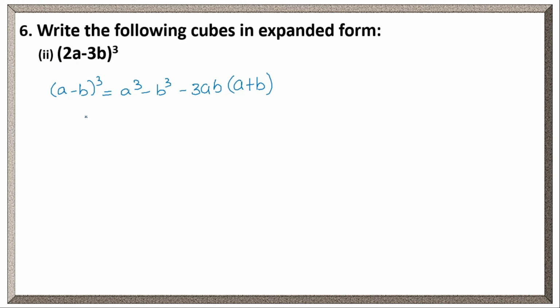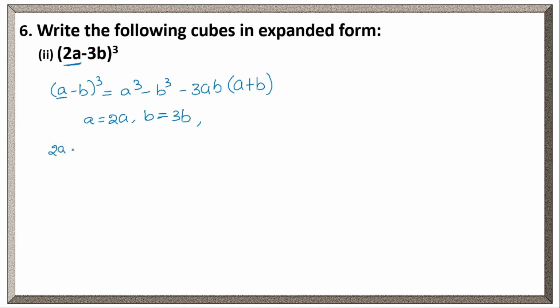Don't get confused. Here a is equal to, what is there in the place of a? 2a. What is there in the place of b? 3b. Here also minus, here also minus. So, I am not taking b equal to minus 3b. So, we can take 3b as it is there in the identity. Now, a and b values substitute in the identity.